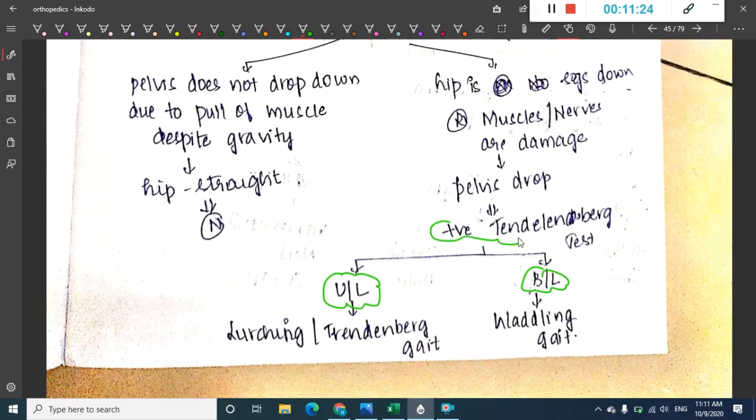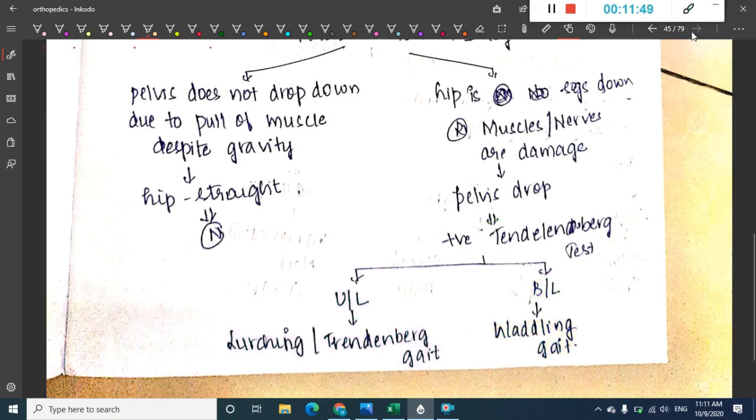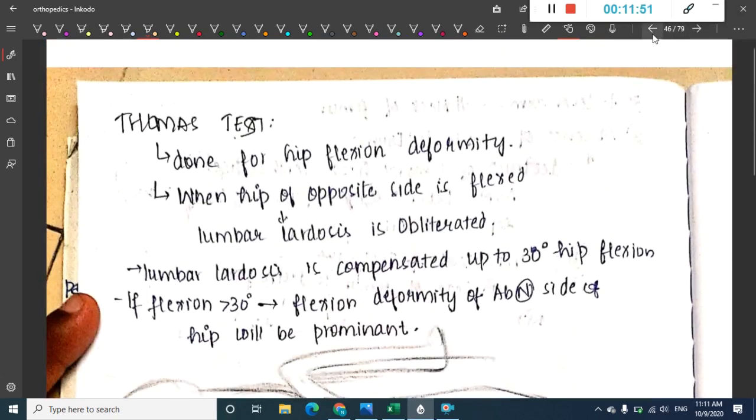If this positive Trendelenburg test is unilateral, then this can lead to lurching or Trendelenburg gait. If it is unilateral, the gait which you see in these individuals is called lurching or Trendelenburg gait. If it is bilateral, the gait is called waddling gait. So that is Trendelenburg test.